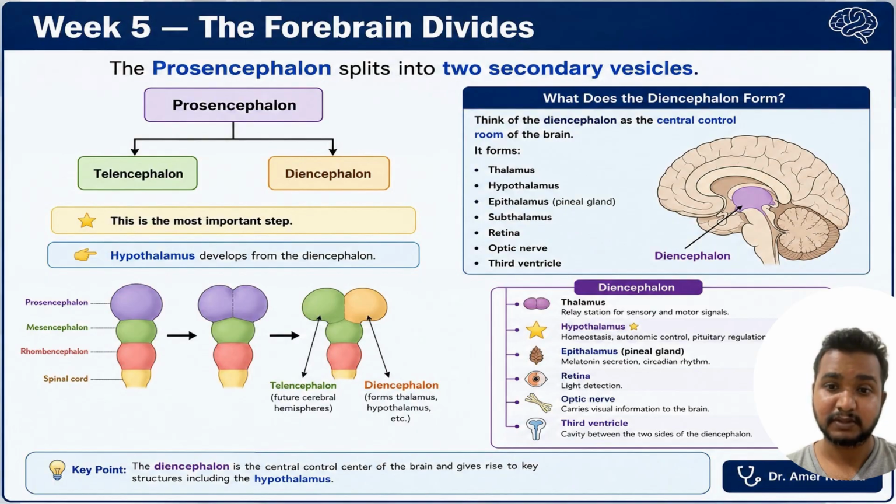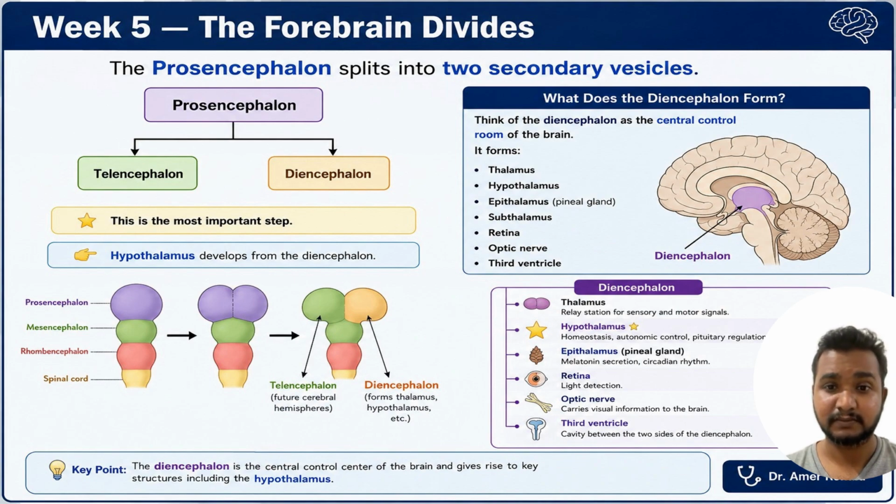Remember this important point. The prosencephalon divides into 2 secondary brain vesicles. Let me repeat that. The forebrain, or prosencephalon, divides into the telencephalon and the diencephalon. This is one of the most frequently tested concepts in embryology. Let's understand what each of these structures forms.